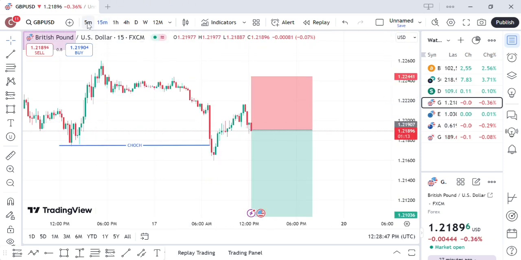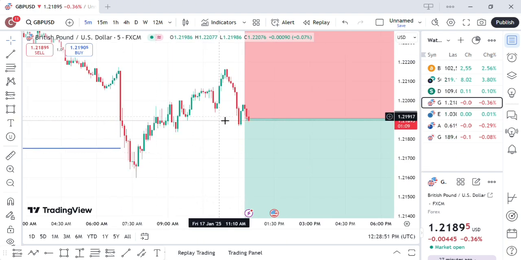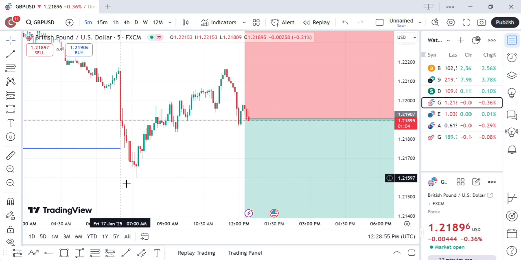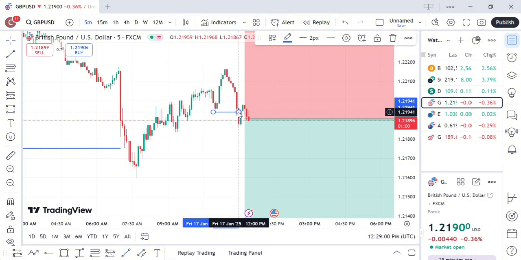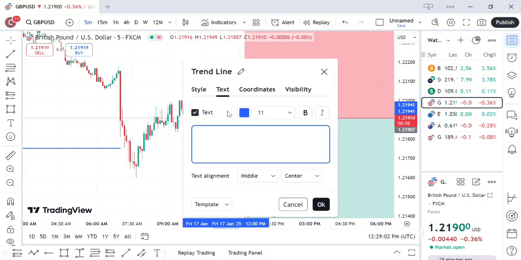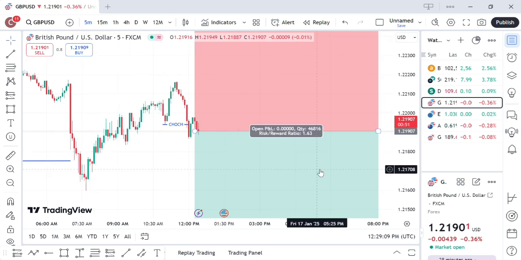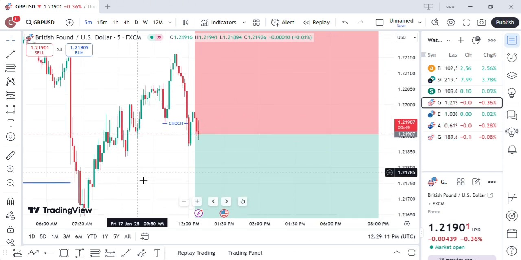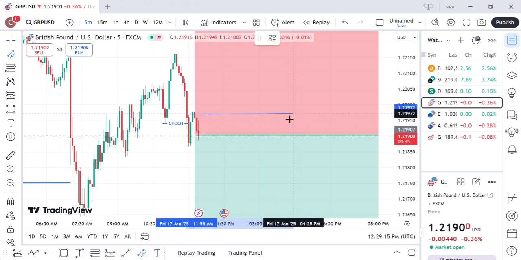If we go to the 5-minute time frame, we can also see a change of character here, a retracement to this small. On the 5-minute time frame we can see a change of character here. We can also see the fair value gap here that price traded into. So price traded into it already.